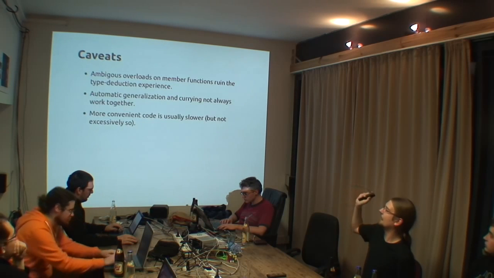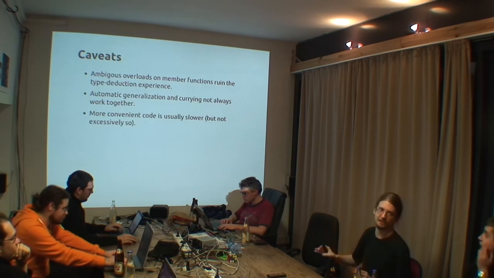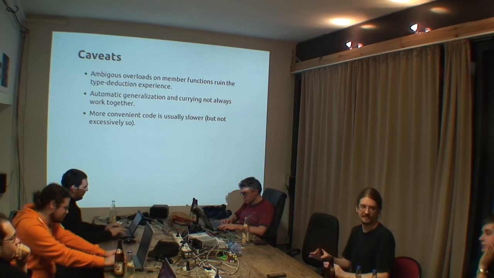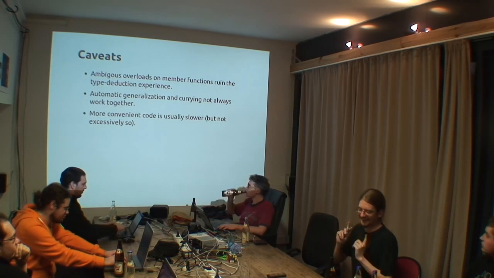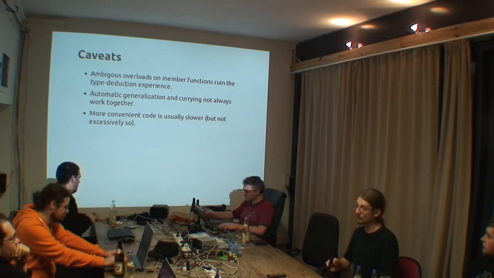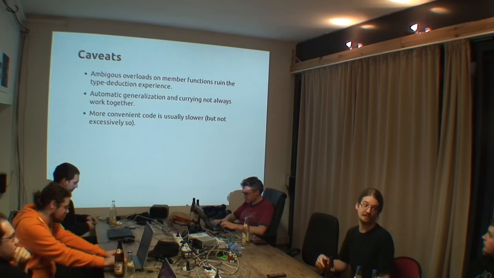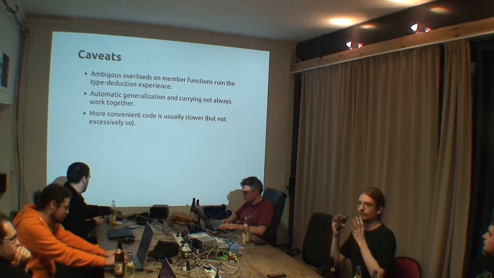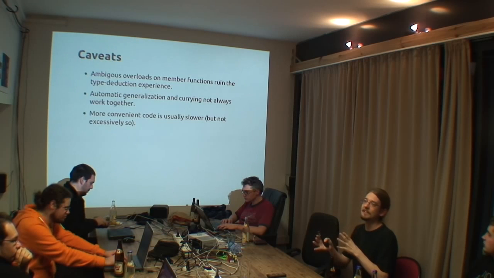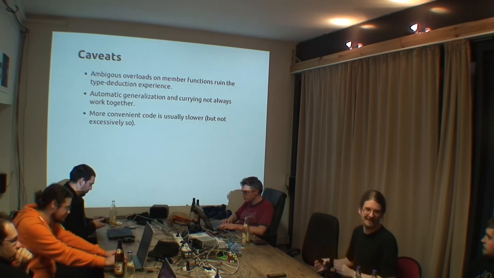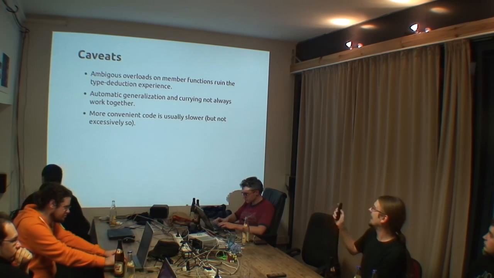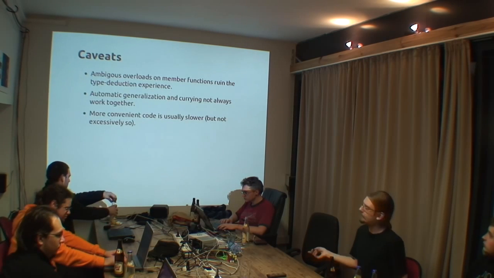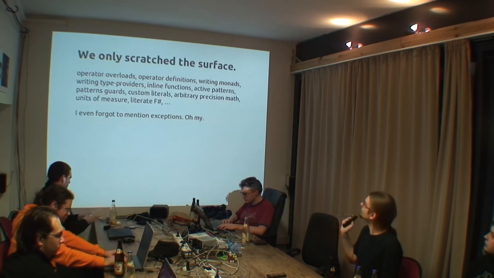Now, caveats. I already told you, ambiguous overloads, member functions, type deduction, game over. Automatic generalization, when I said to you in F-sharp, all types and functions are generics by default. There are a few issues. By the way, this is the same as in Haskell, so if you know problems with automatic generalization in Haskell, you know it in F-sharp. This has something to do with literal types and that you can have type values, but it's details, okay? It's just that sometimes problems exist. And also, the most convenient code is not the fastest code. This is important to know, but I actually didn't find that so much of a problem.